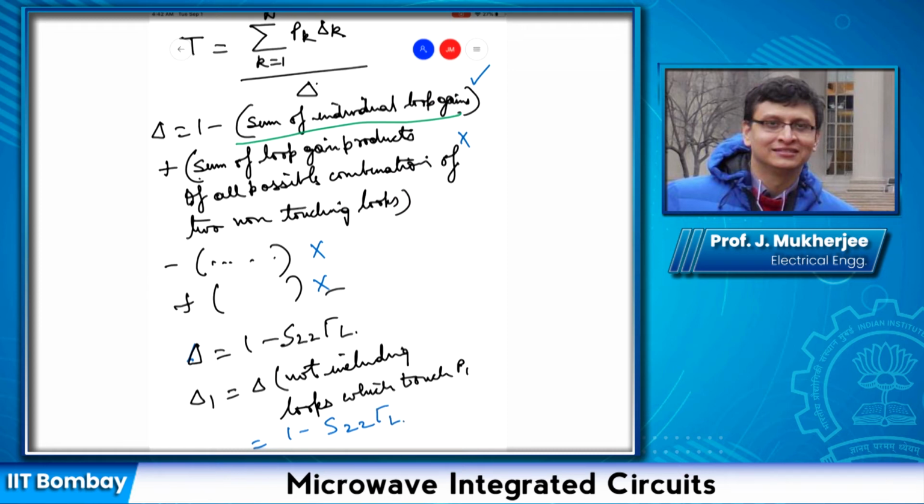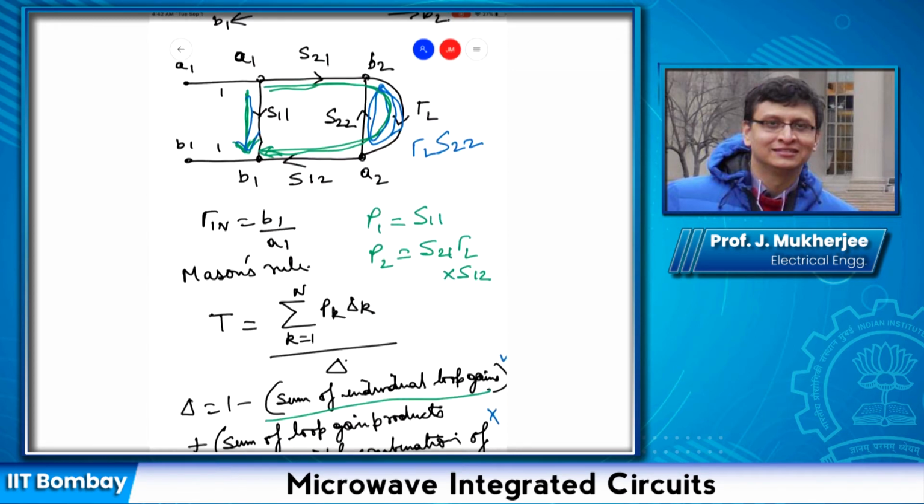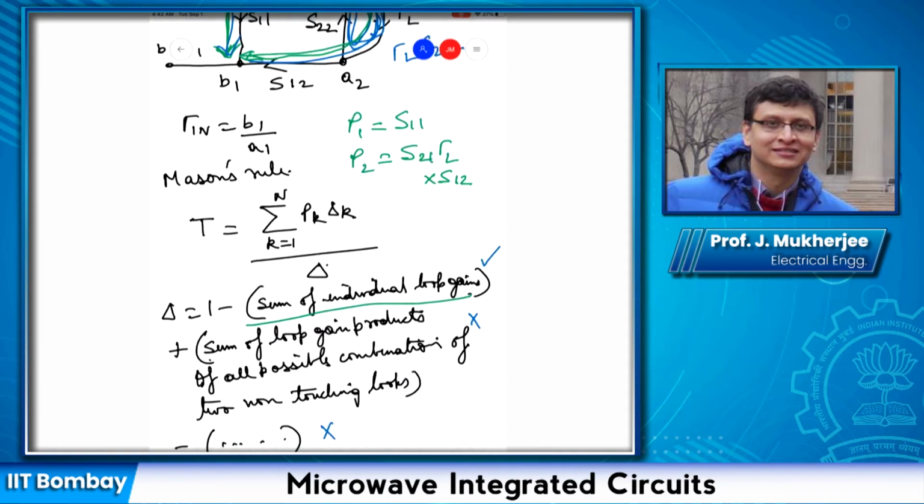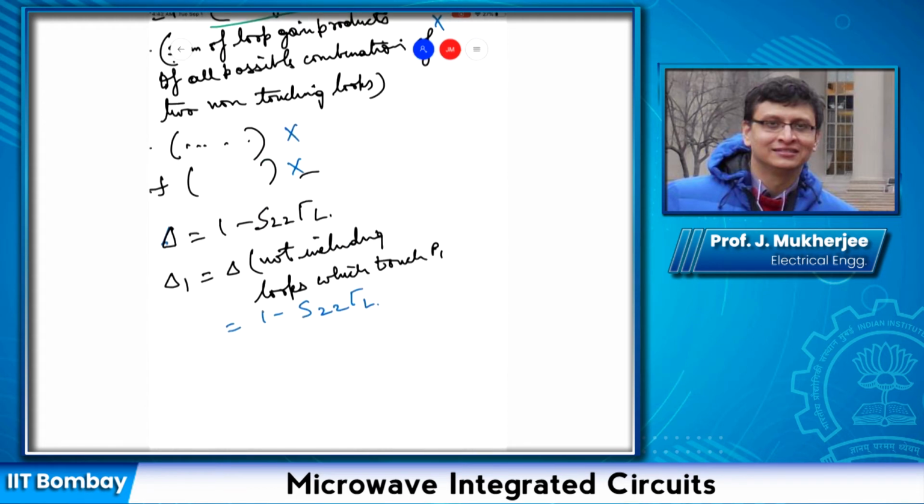But what about the second forward path? The second forward path goes like this. It does touch this loop. So this loop gain cannot be included in the expression for delta 2. Therefore delta 2 is simply equal to 1.